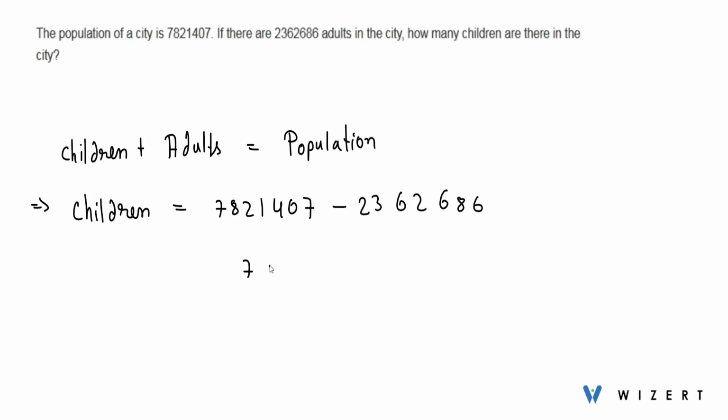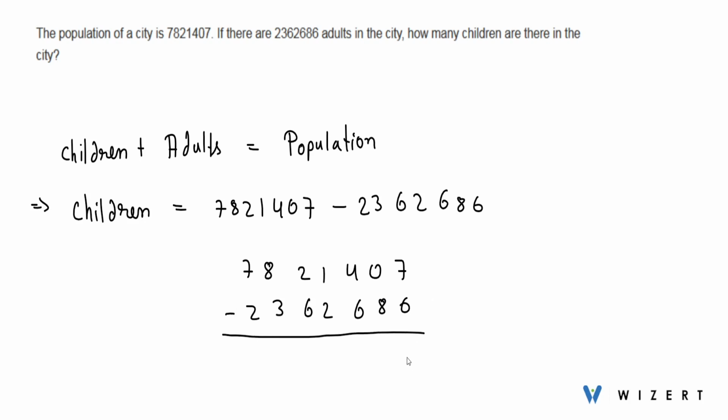So we have 7821407 and we have 2362686. Okay, now 7 minus 6 will give us 1, 0 minus 8 will give us 2, and we have 1 as a carry. Add that carry to 6, so 6 will become 7. Again 4 minus 7 will give us 7, and we have again 1 as a carry, so add that carry to 2, so 2 will become 3.